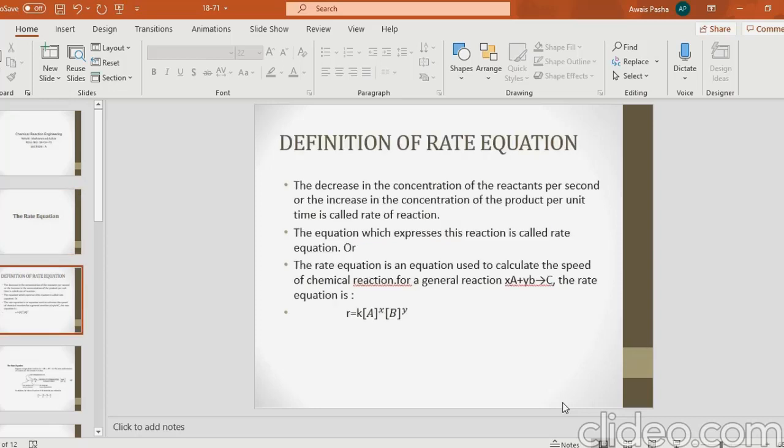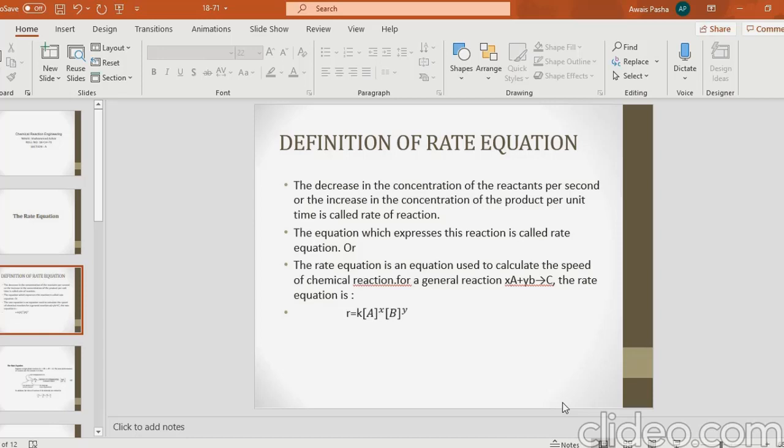First of all, I would like to define what is rate equation. Whenever we have a chemical reaction, then in that reaction, one substance is converted into another substance. The substances which react together are called reactants, and the new substance which is formed is called product. Whenever a chemical reaction occurs, there is a decrease in reactant and increase in product.